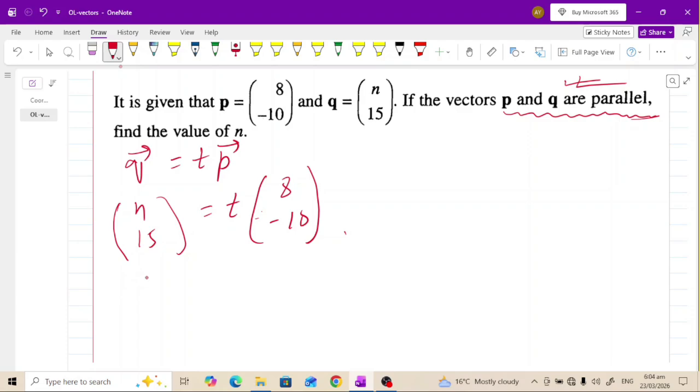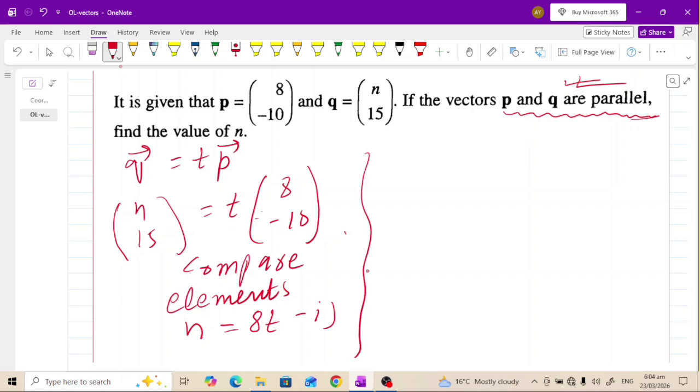Now we compare the elements. So n is equal to 8 times t. This is equation 1. And 15 is equal to minus t times 10. Let's solve this one to find out the value of t. Here minus t times 10 is equal to 15.